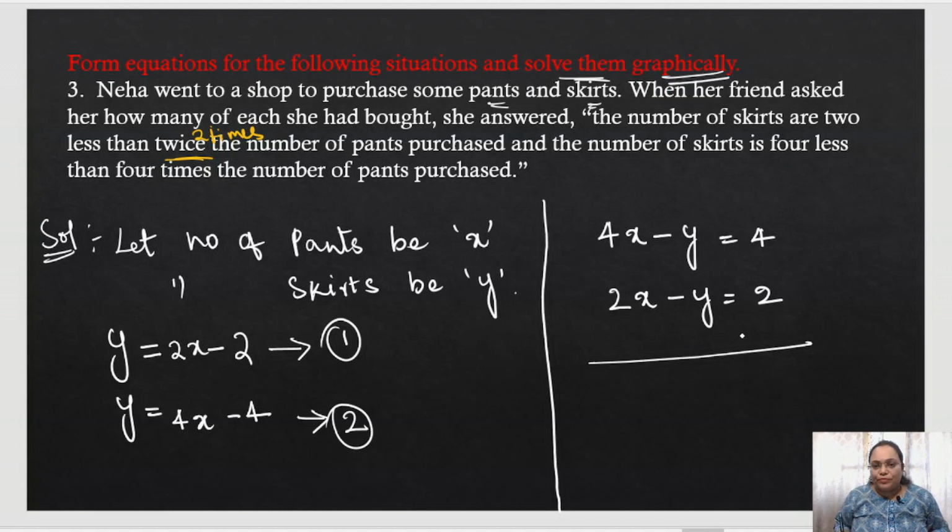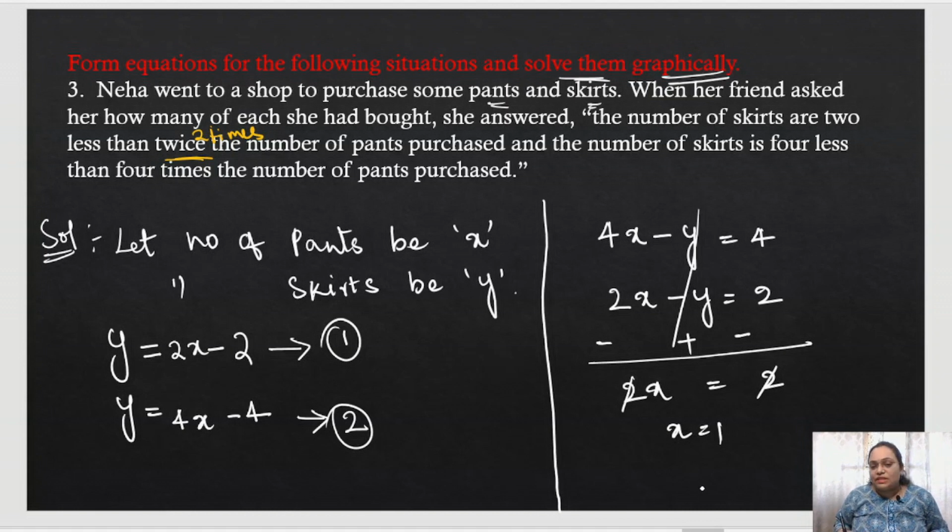Now let us subtract them. So let us change the signs. So this will get cancelled. Here you will get 2x is equal to 2. So you will get x is equal to 1. Yes, x is equal to 1.